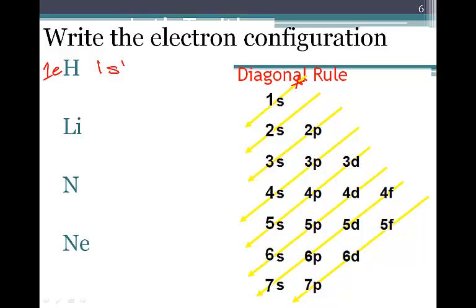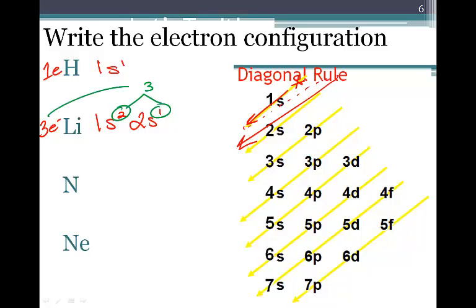Now lithium. Lithium has 3 electrons. So I fill 1s first. And now I need to find a home for one more electron. So I come back up here and cross through 2s. Notice 2 and the 1 make 3, which is my total number of electrons.